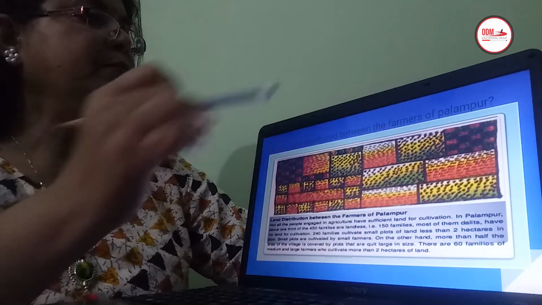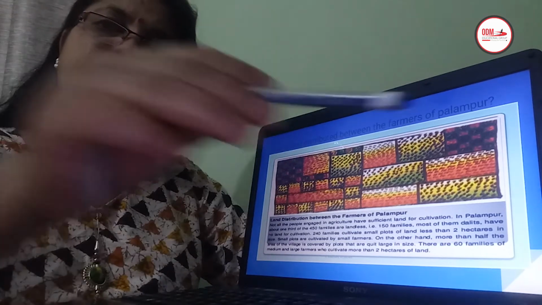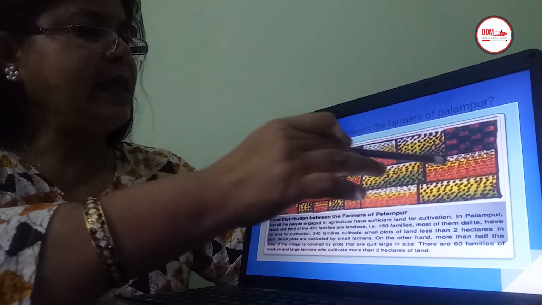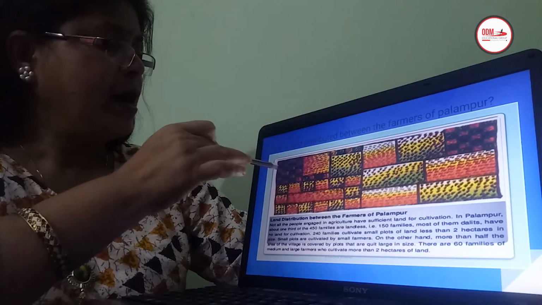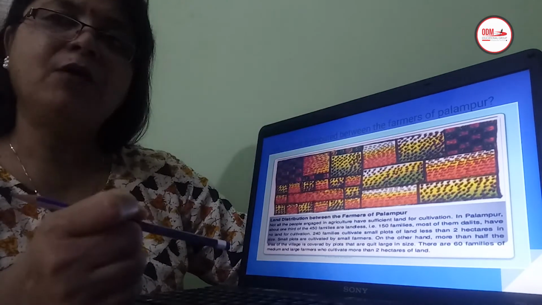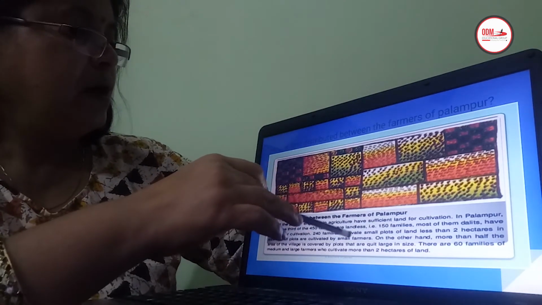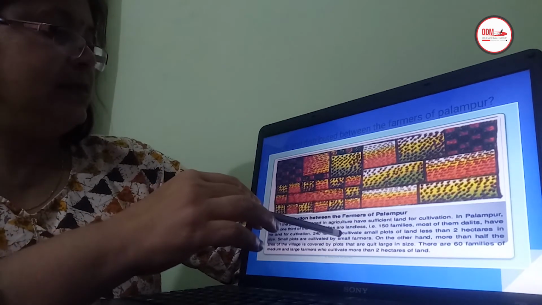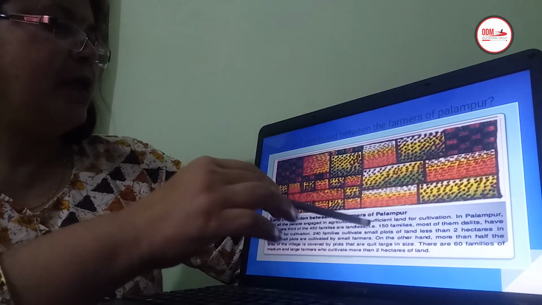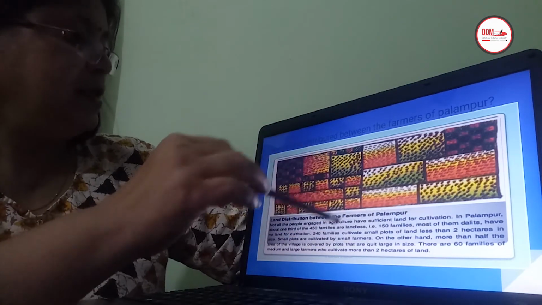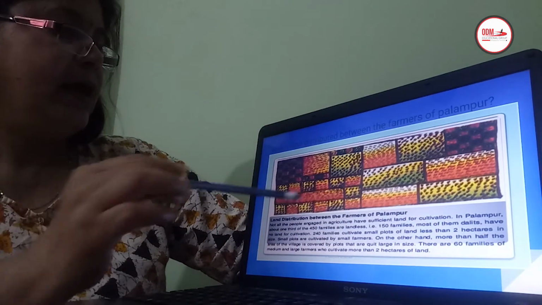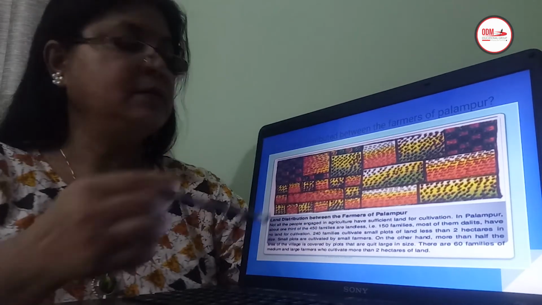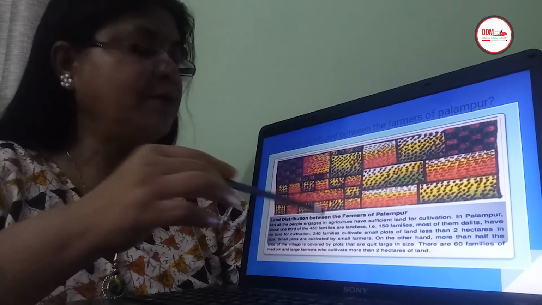How is land distributed between the farmers of Palampur? You can see in the picture how it is. The maximum land is with a few big farmers, and the small holdings are more. Out of the 450 families in Palampur village, 150 families, most of them Dalits, have no land. And the maximum of the rest have less than 2 hectares of land.